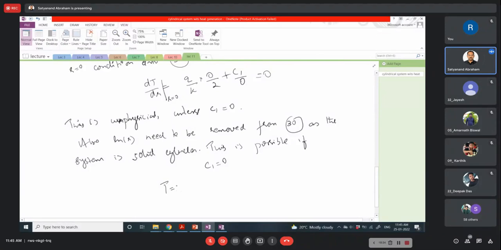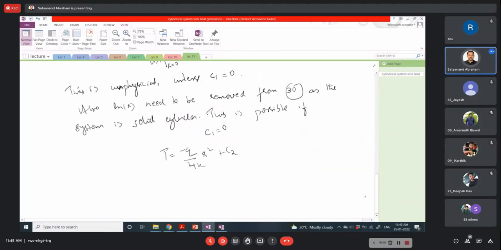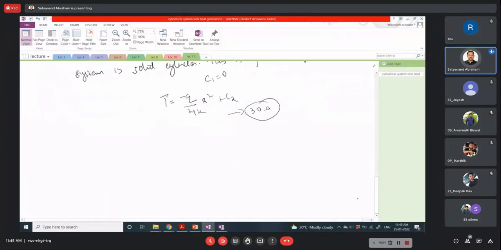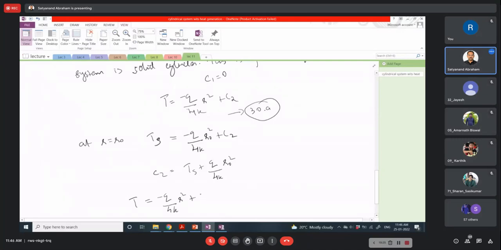So therefore, T is equal to minus q/4k r squared plus c2. This is our equation, which we can call 30a. Now there is only one unknown. At r equals r0, T surface is Ts, equal to minus q/4k r0 squared plus c2. Therefore, c2 is equal to Ts plus q/4k r0 squared. So T is equal to minus q/4k r squared plus Ts plus q/4k r0 squared.